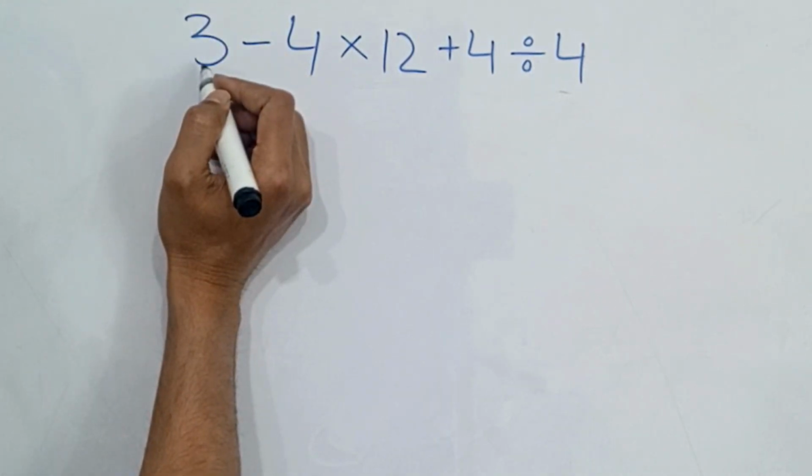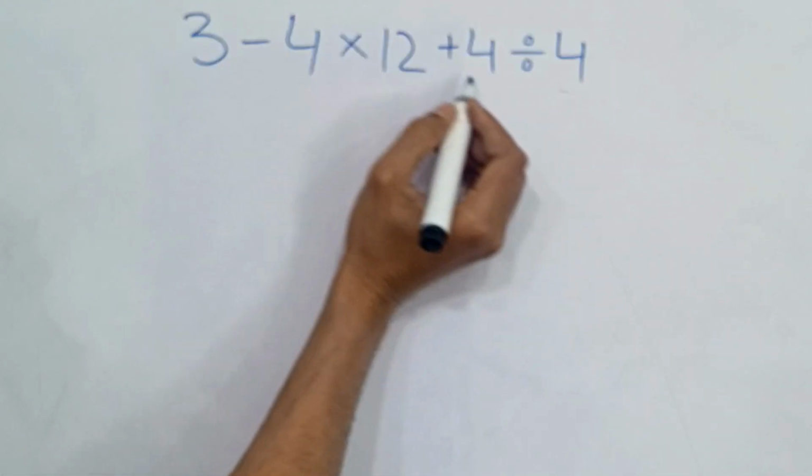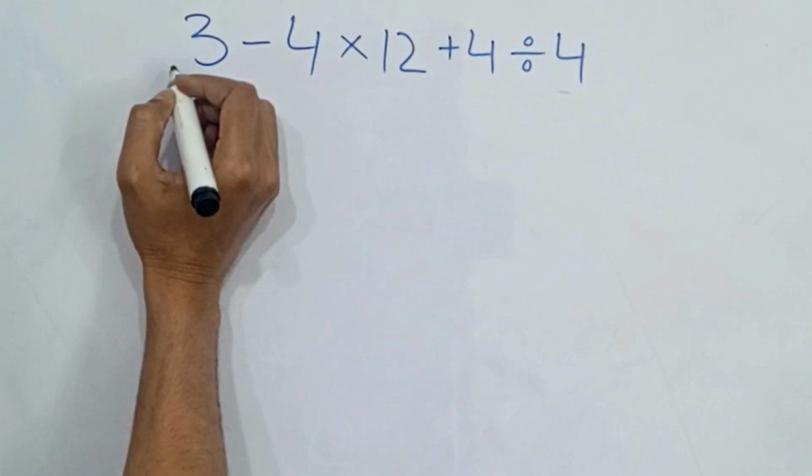Hey guys, this is a very interesting question. Can you solve 3 minus 4 times 12 plus 4 divided by 4? Let's solve this step by step.